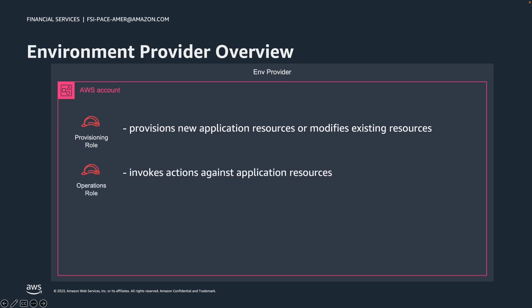The operations role is used when performing actions against your application resources. For example, if you modify the application's environment variable configuration, stop or start the application, or retrieve application logs, then the operations role will be used to perform those types of actions. It's important to keep in mind the distinction between these two roles so that the appropriate set of policies are attached to these roles and avoid having them be overly permissive.